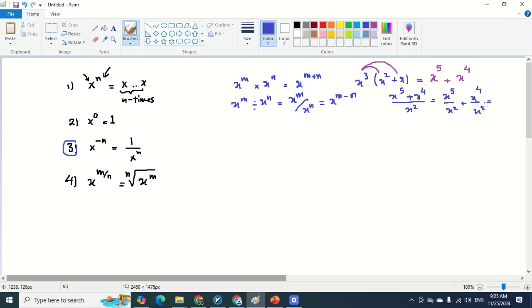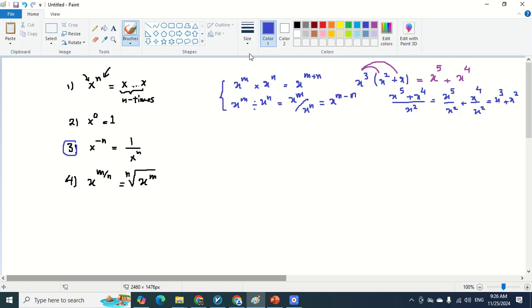So x to the power of 5 over x squared will be x cubed, because 5 minus 2 is 3, and x to the power of 4 over x squared will be x squared, because 4 minus 2 is 2. So this is the second rule of the multiplication.